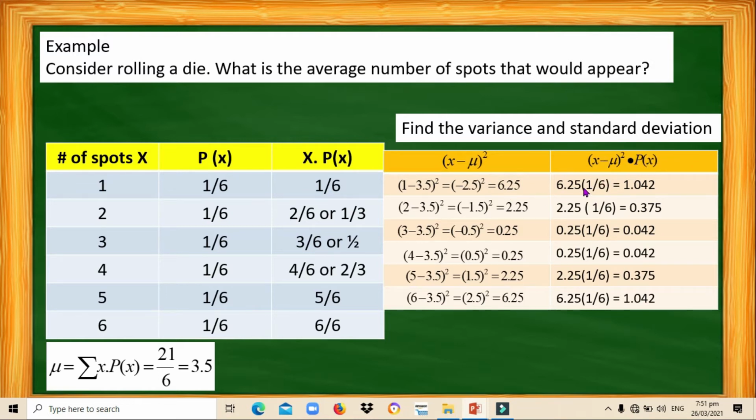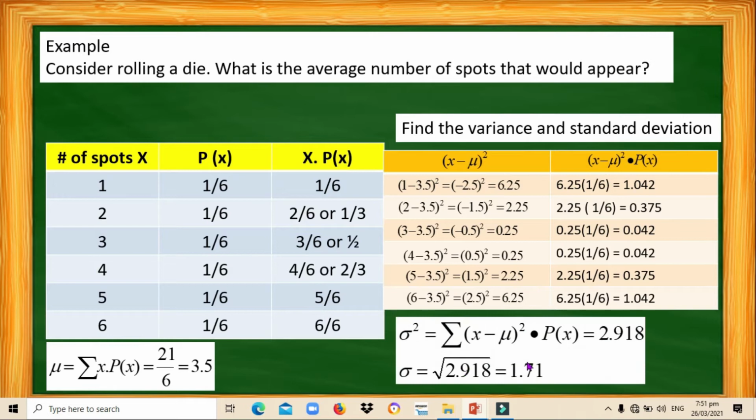So 6.25 times the probability, and the answer is 1.042. Then 2.25 times 1 over 6, and the result is 0.375. Then 0.25 times 1 over 6, and so on. Then sum up this column, and the result is 2.918, and that is the variance.